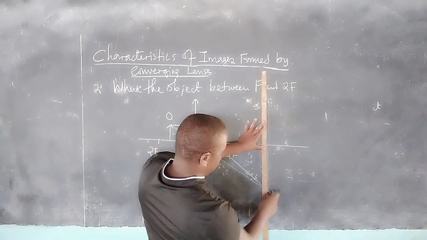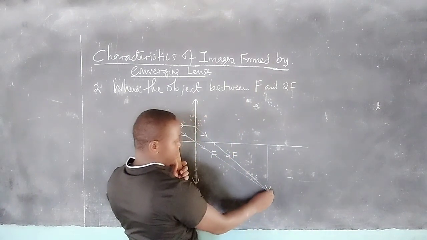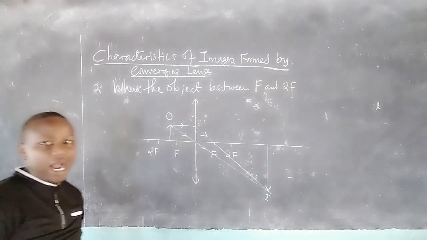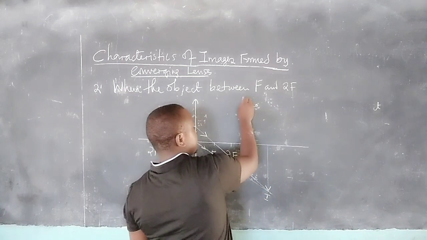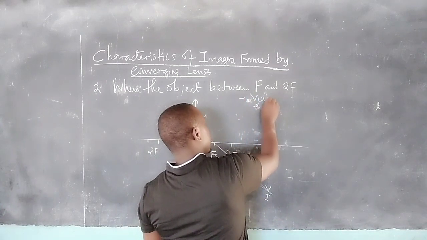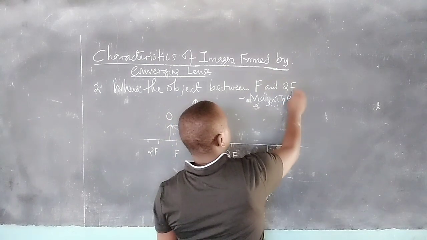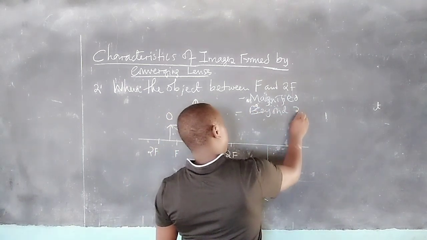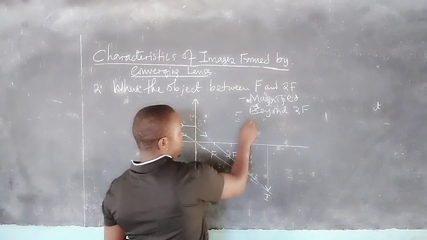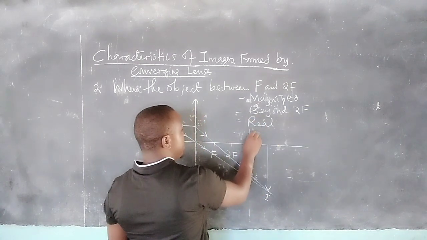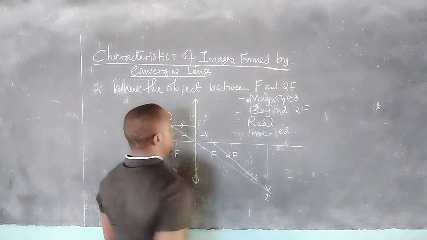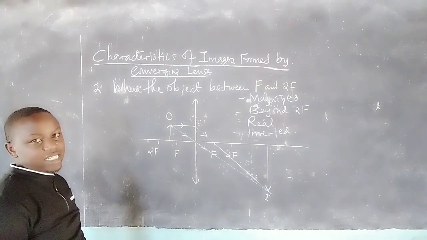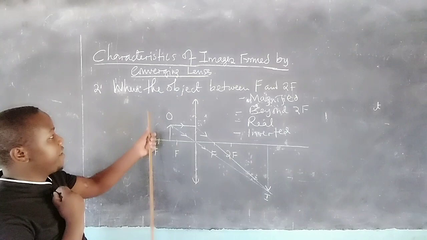Therefore, the image will be formed. So we can see the image is magnified, because it is greater than the object. The image is beyond 2F. The image is real and the image is inverted.